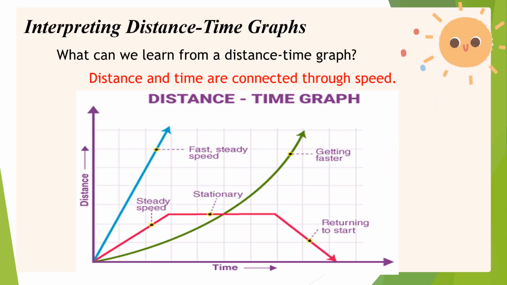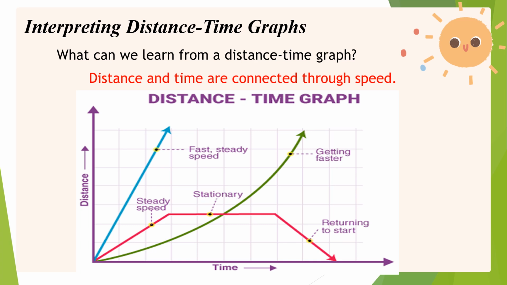Now let's take a look at the distance time graph. This graph shows how far the car has traveled over time. What do we see here? So as time moves forward on the x-axis, which represents the horizontal line, the distance traveled by the car increases on the y-axis, the vertical line. If the graph is steep, it means the car is moving quickly because it's covering more distance in less time. Now, if the graph is flat, it means the car has stopped because there's no increase in distance.